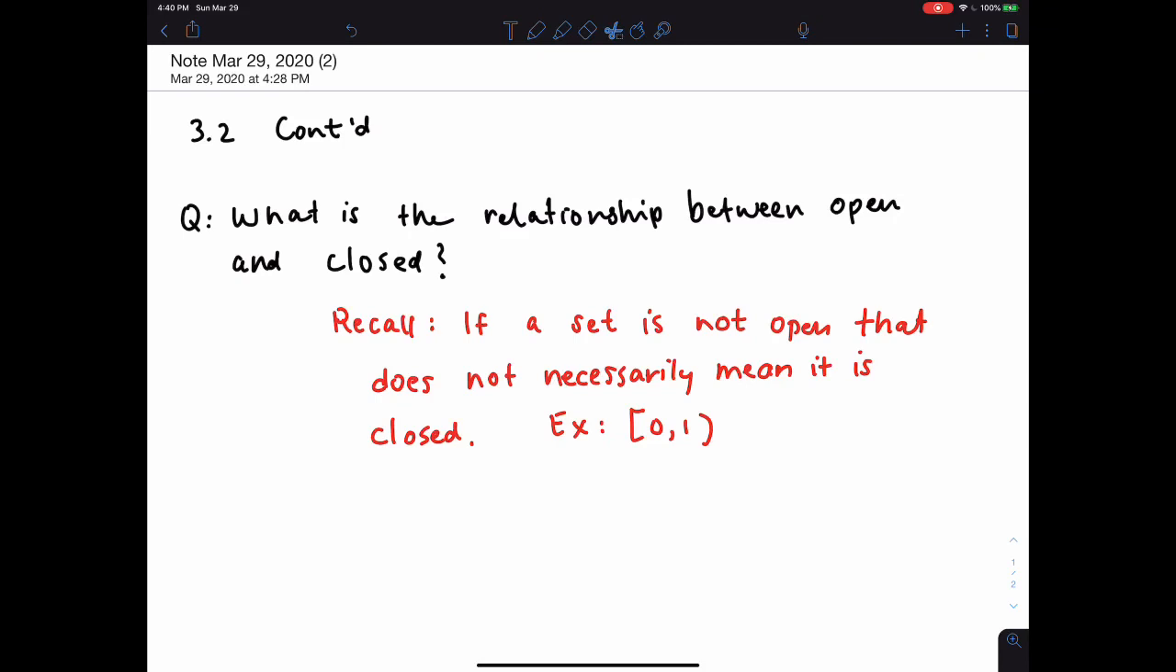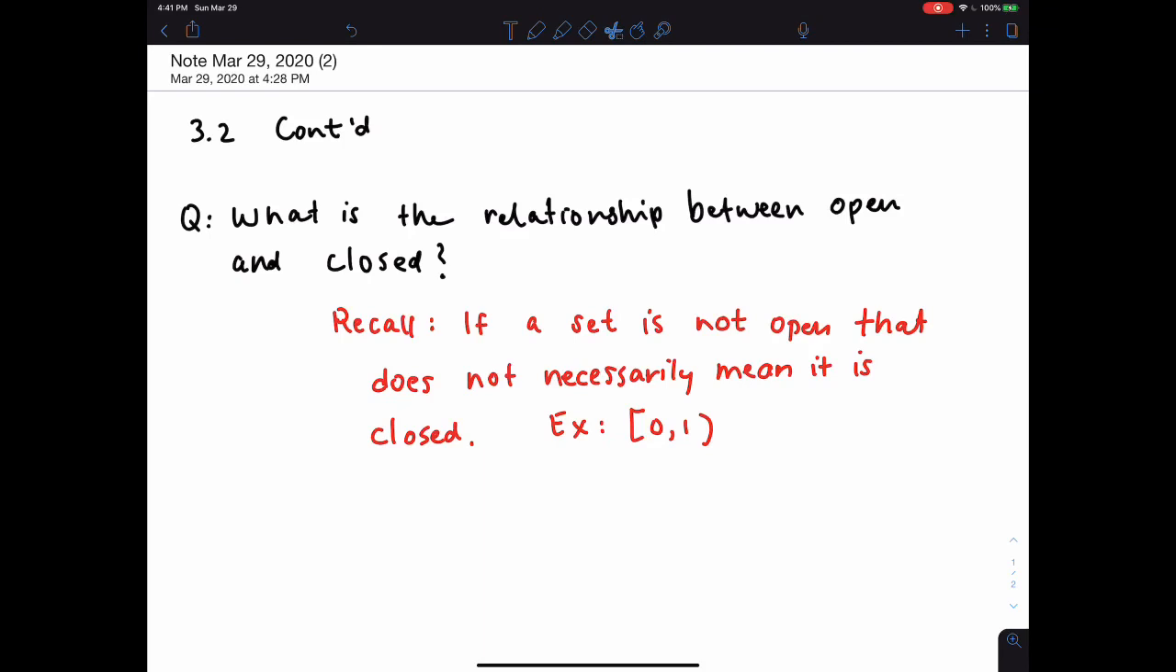Our prototypical example of that would be a half open interval. So looking at, for example, what I wrote down, 0 is included and 1 is not. The fact that 0 is included means that it's not going to be open because 0 won't be able to have an epsilon neighborhood contained entirely in that interval. And the fact that 1 is excluded means that it's not going to be closed. And that's because I can construct a sequence of values that converge to 1, but 1's not in my set.